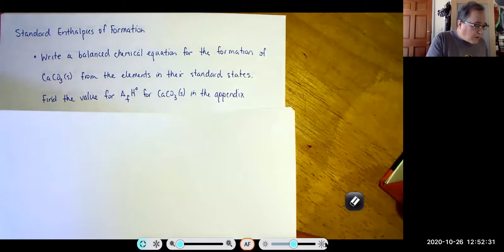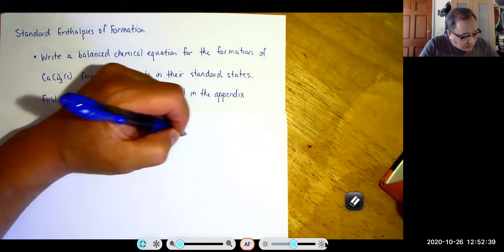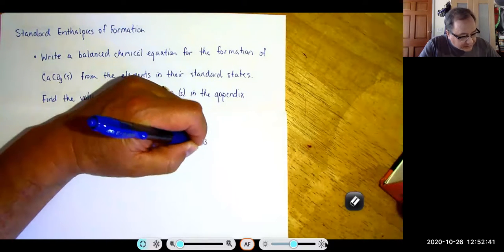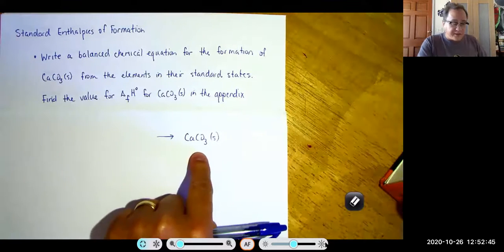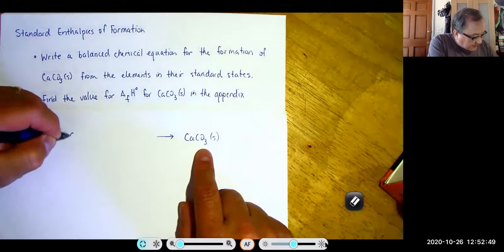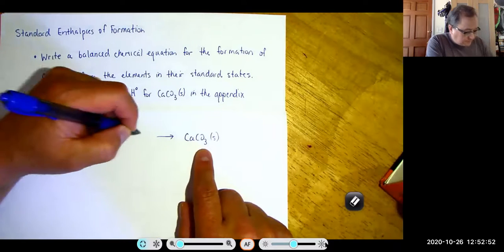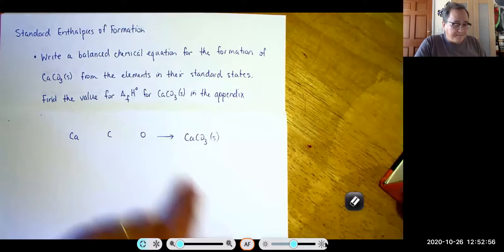To write a balanced equation for the formation of something from its standard states, here are the steps that you go about doing it. First of all, you write the substance where you want the reaction. So here's the substance that you want. Then you take a look at all the elements in there and you separate them. So this has calcium in it, carbon in it, and oxygen in it.